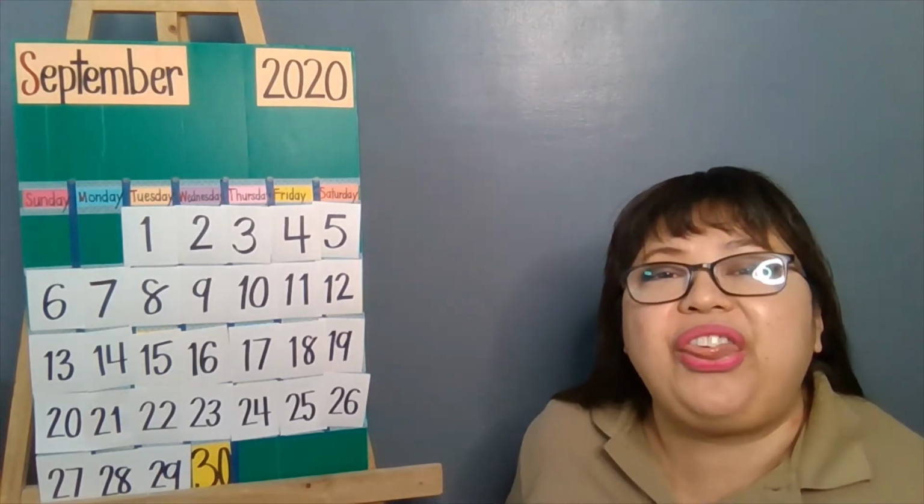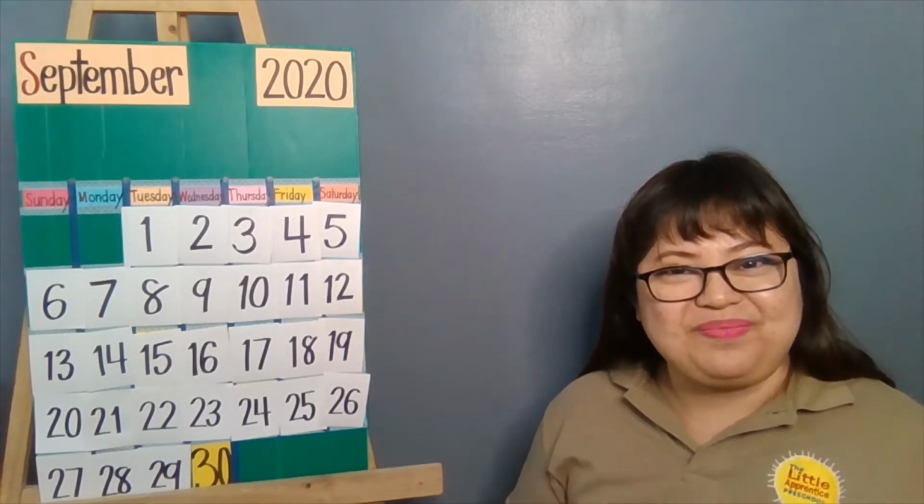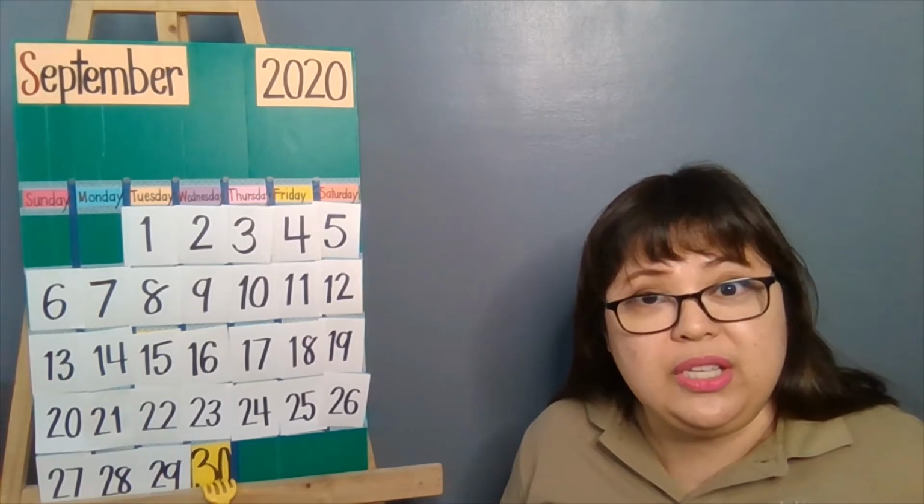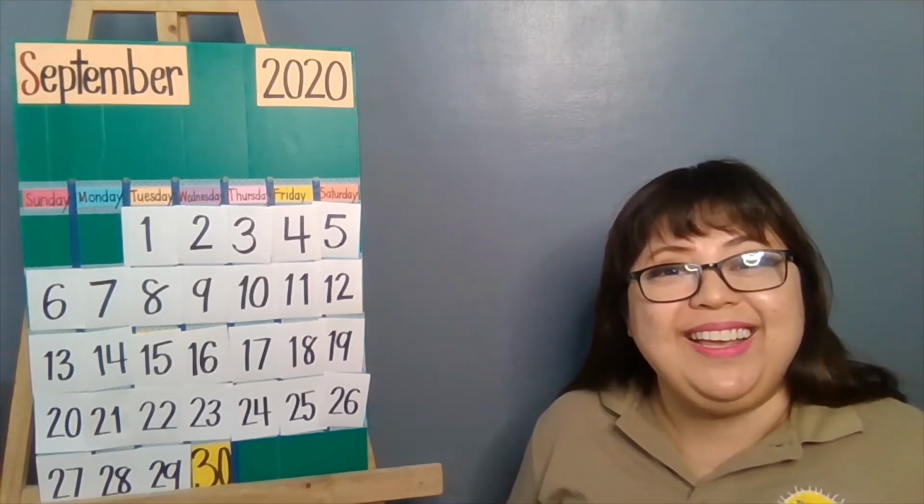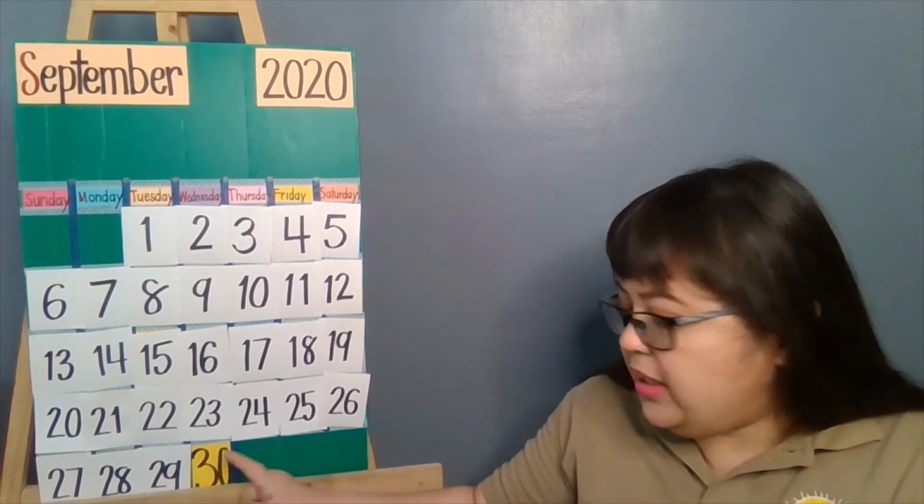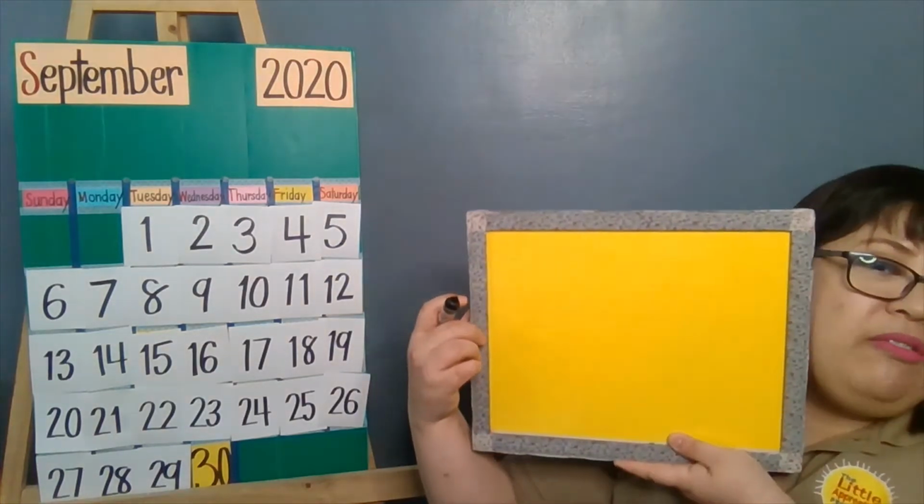Because we say the sound when we say 30. Who can say 30? You can say it slowly, 30. You can say it quickly, 30. 30 looks like a 3 and a 0 placed together. Remember number 3? It looks like half of a butterfly or a butterfly swing.